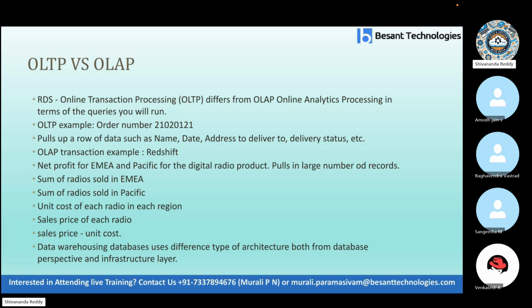So an OLTP example will be an order number, some number will be given. Then it pulls up raw data such as name, date, address, delivery status, etc. An OLAP transaction example is Redshift: net profit for EMEA and Pacific for digital radio product pulls in a large number of old records. Some of the radios sold in EMEA, some of the radios sold in Pacific. Like this, I mean conversation. If you want to see that, then we're going to use OLTP and OLAP.